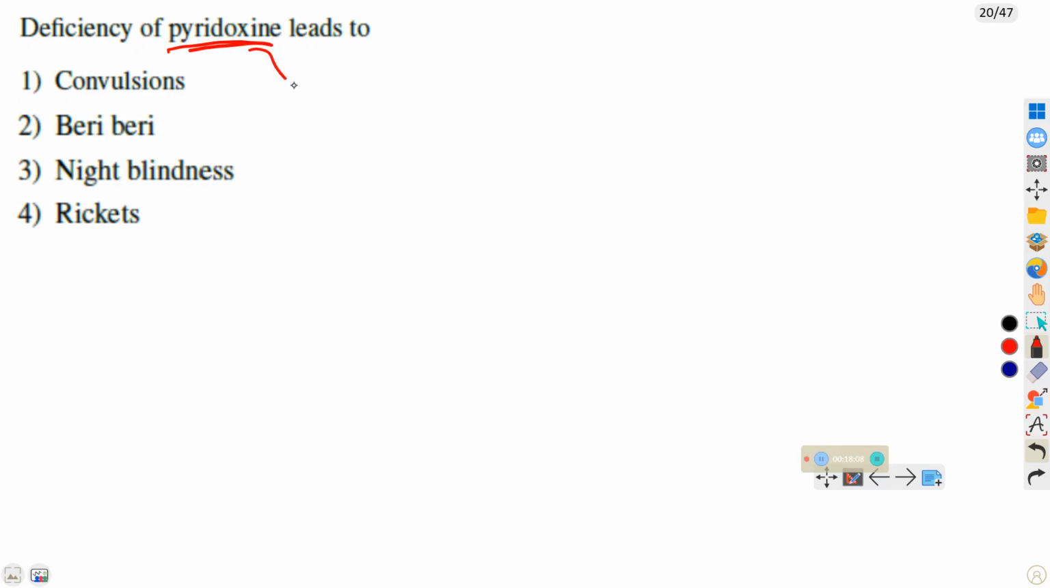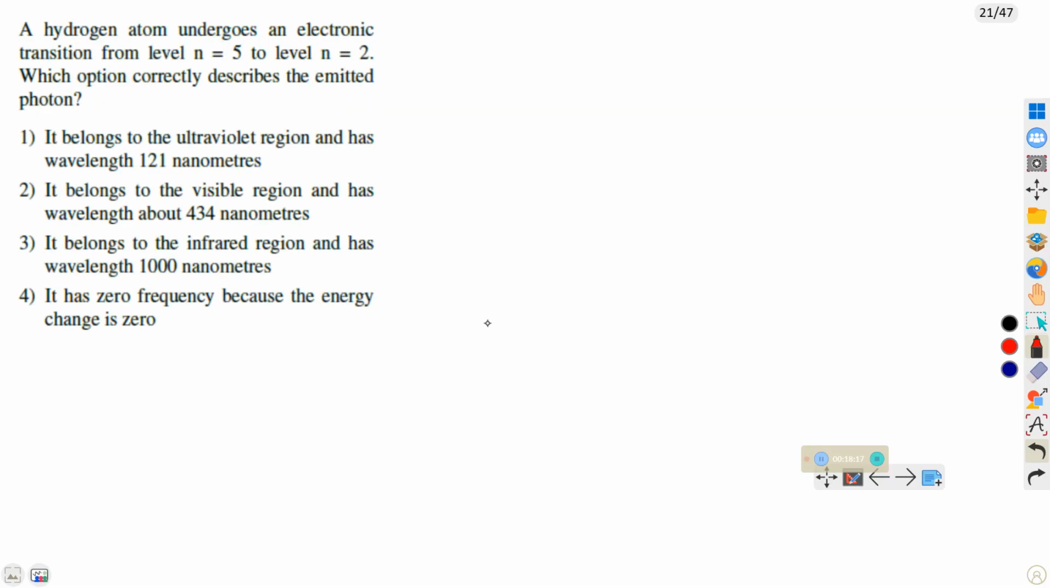Deficiency of pyridoxine leads to convulsions. Pyridoxine is the scientific name of vitamin B6. A hydrogen atom undergoes an electronic transition from level n equals 5 to n equals 2. Which option correctly describes the emitted photon?